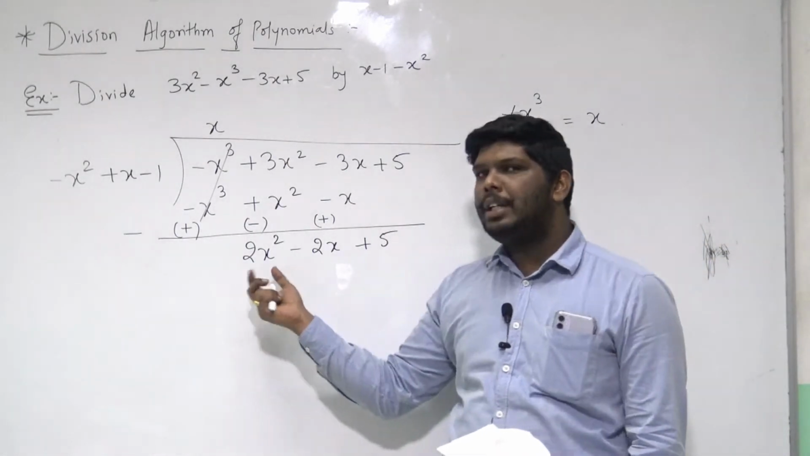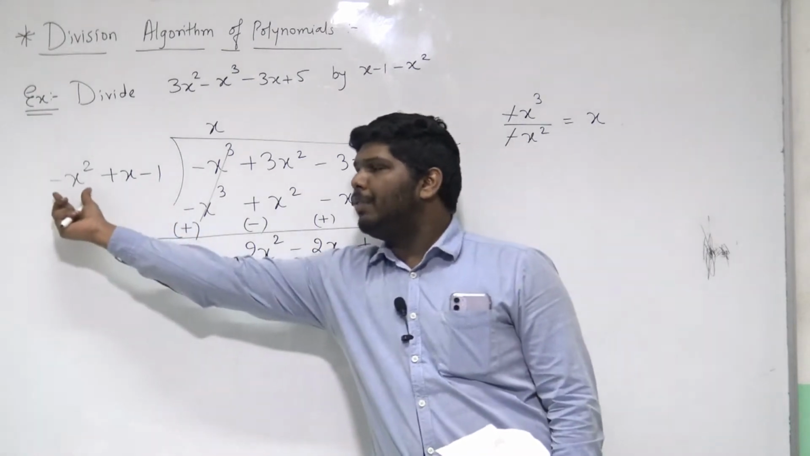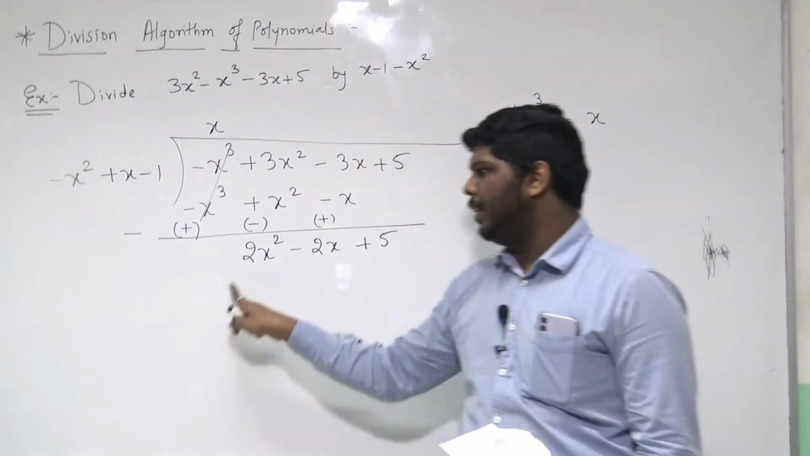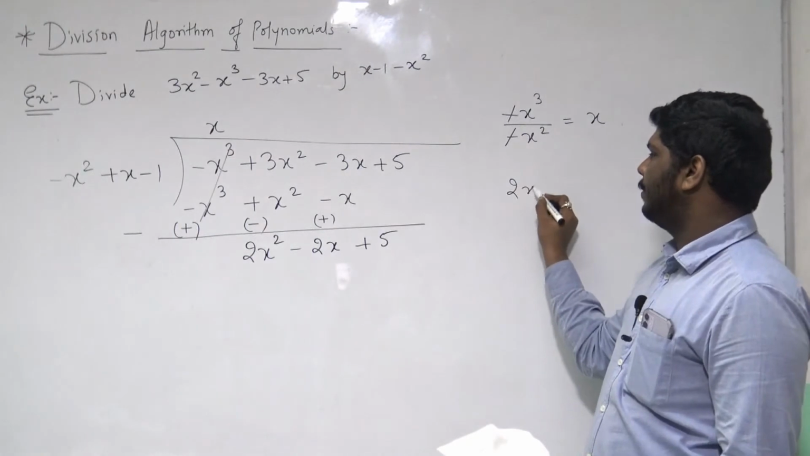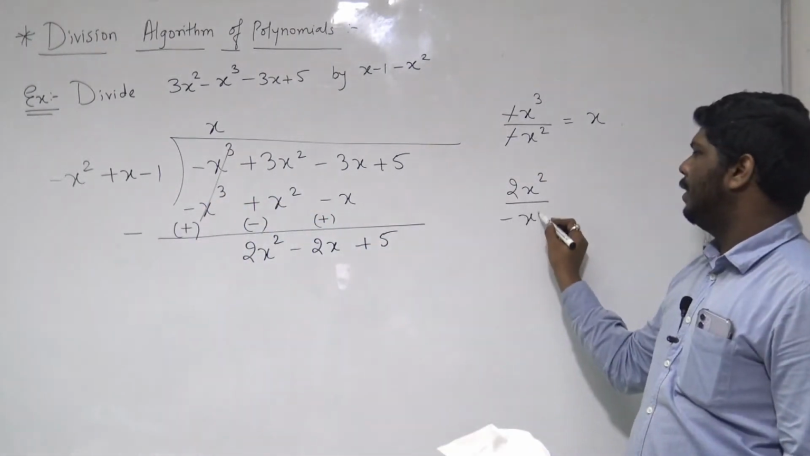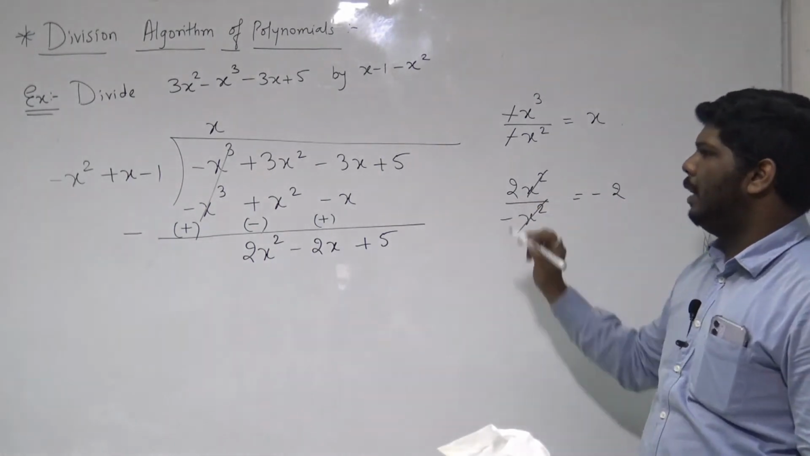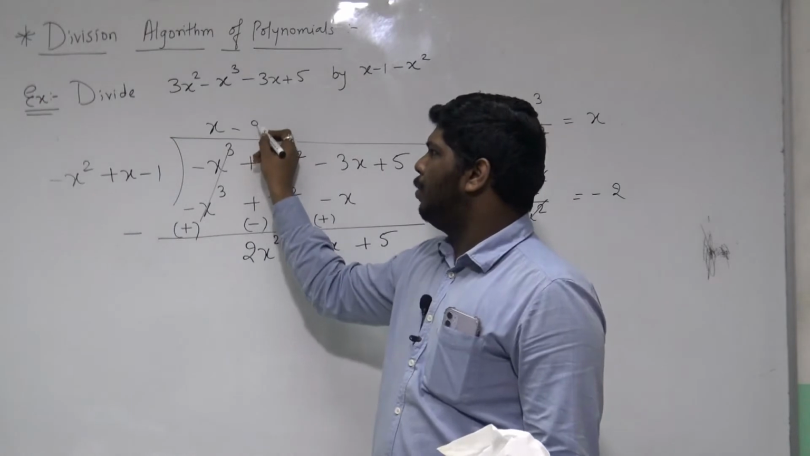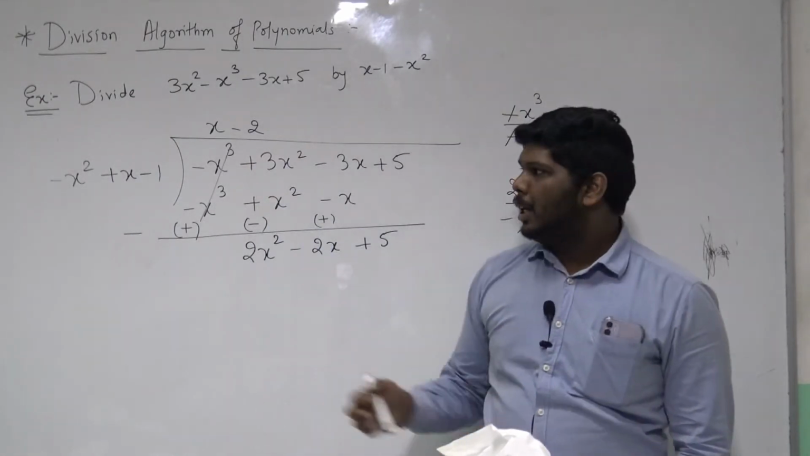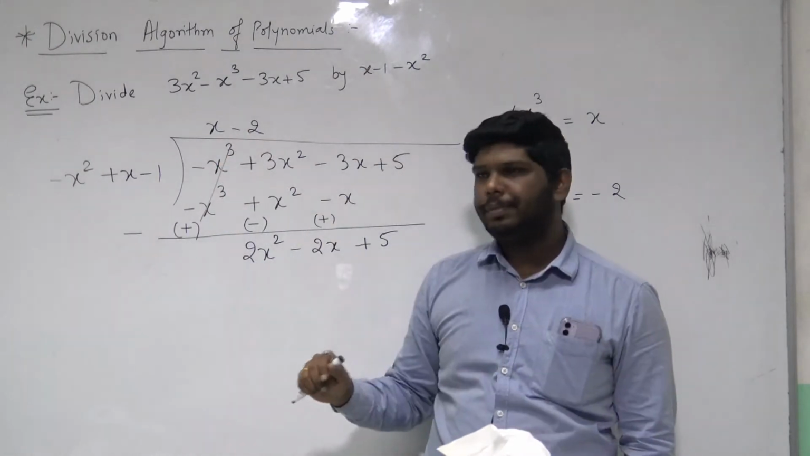Now again after this what you are going to do, again you will select the first term from here, and the first term from the divisor, and you will divide it. So first term is 2x square, from outside the first term is minus x square, so if you divide this, this minus sign will remain and 2 will remain, so it means minus 2 we have to write it here, correct? So again all the three terms one by one you will multiply by minus 2.